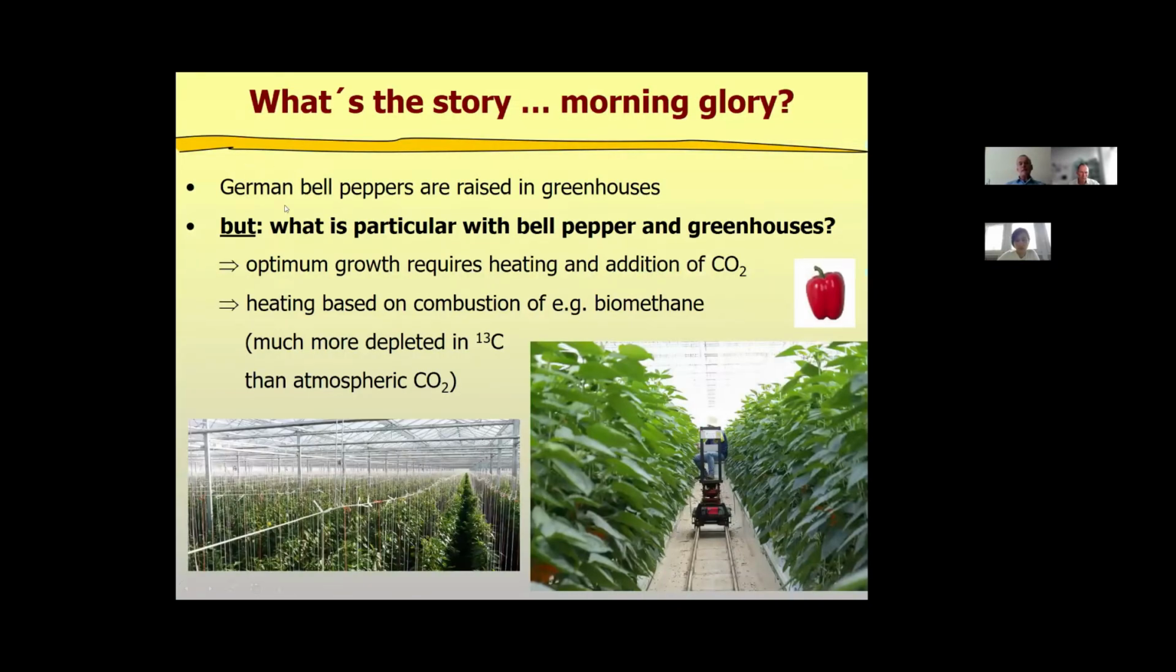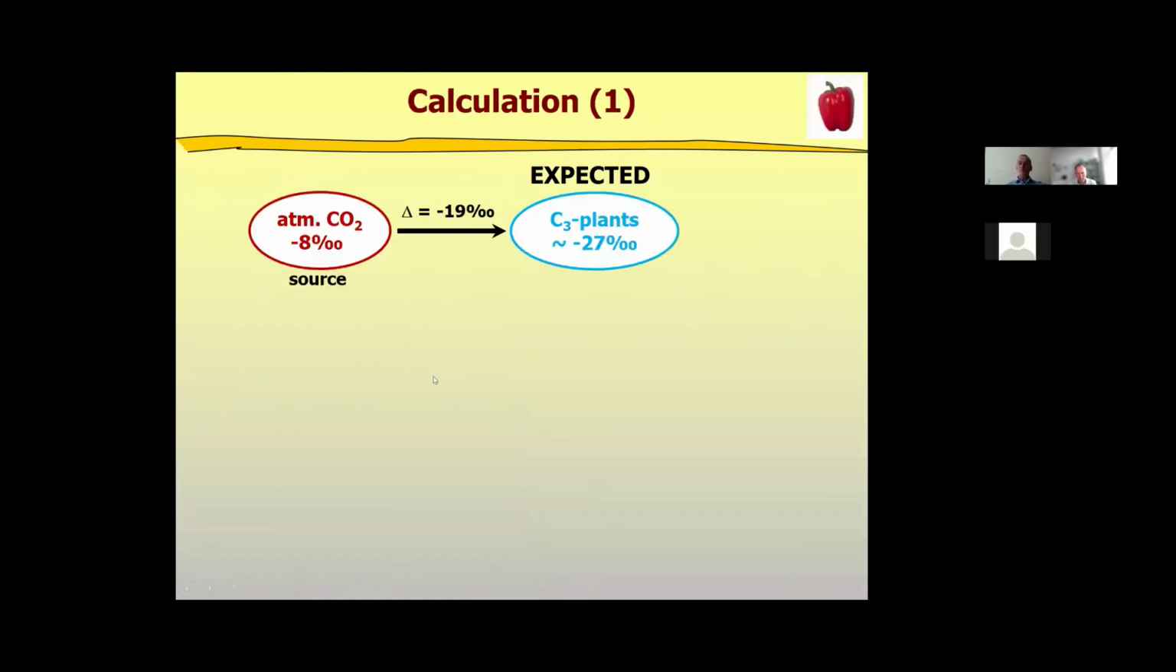Bell peppers in Germany are raised in greenhouses. And what is particular about greenhouses? There are several points to be considered. For optimum growth, you need heating and addition of CO2. And both the heating and the addition of CO2 can be obtained by combustion of biomethane. And the biomethane is much more depleted in 13C compared to atmospheric CO2.